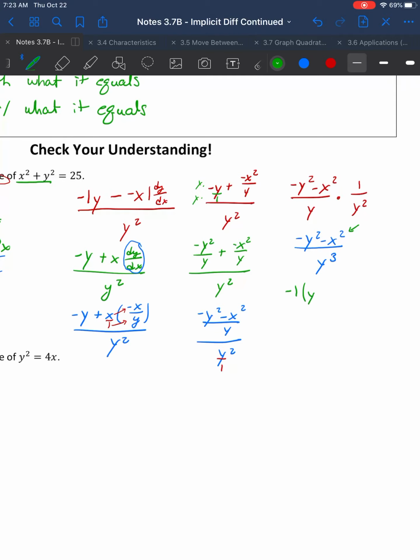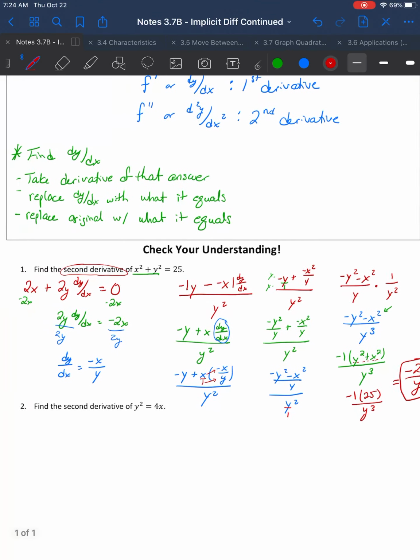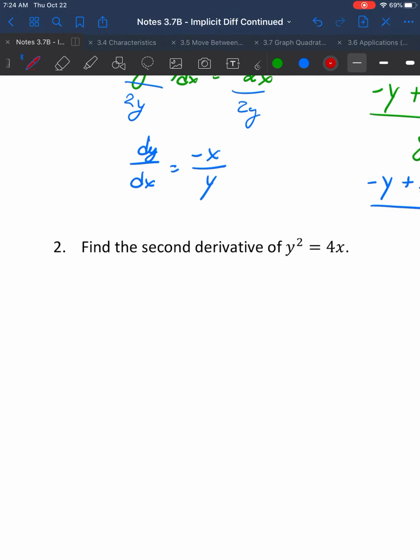And yeah, you're probably thinking, oh good, we're done. There's nothing more I can do. However, there is. Look back at the original equation. The original equation was x squared plus y squared equals 25. My numerator right now is pretty close to that. So what can I take? If I take out a negative 1, I would have y squared plus x squared. And then, do I know what this equals? Yeah, it equals 25. So I'd have negative 1 times 25 over y cubed, or negative 25 over y cubed.